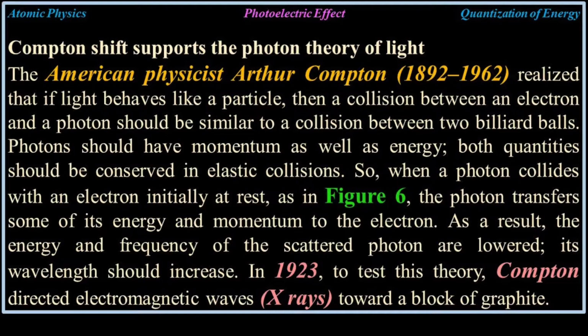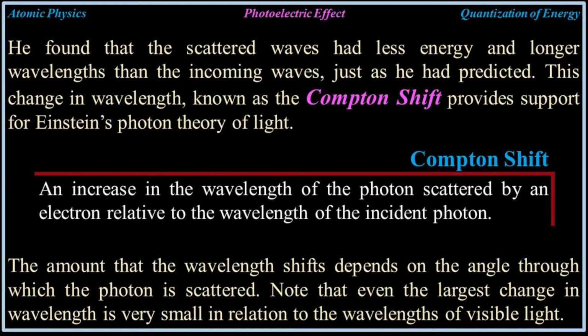Its wavelength should increase. In 1923, to test his theory, Compton directed electromagnetic waves, X-rays, toward a block of graphite. He found that the scattered waves had less energy and longer wavelengths than the incoming waves, just as he had predicted. This change in wavelength, known as the Compton shift, provides support for Einstein's photon theory of light.